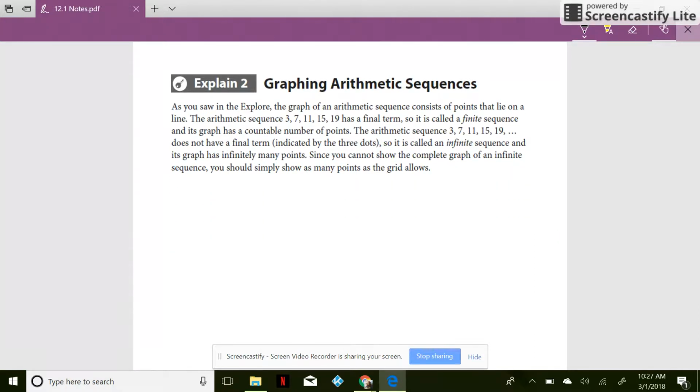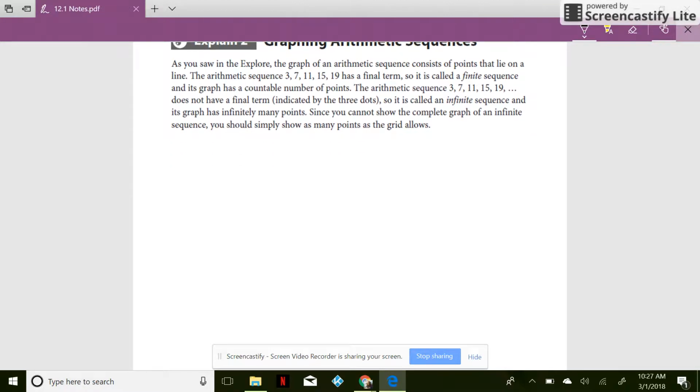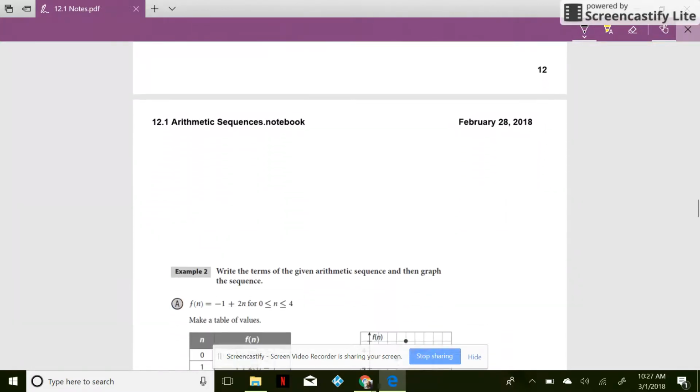So as we saw in the Explore, the graph consists of points that lie on a line. If we have a final term, it's a finite sequence, and its graph has a countable number of points. If it's got the dot, dot, dot, the ellipses after there, it does not have a final term, so it's called an infinite sequence, and the graph has infinitely many points. So since we can't show the complete graph, we show as many points as the grid allows.